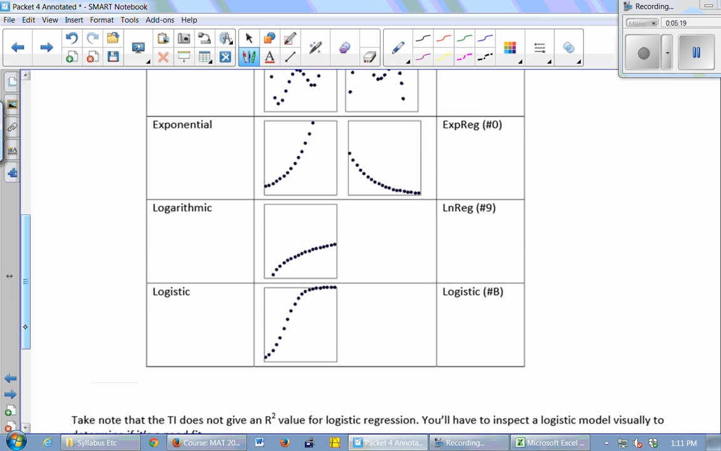Exponential can look like exponential growth or exponential decay. And then logarithmic is growth, but it's much slower. And then logistic has the classic S-shaped curve. That's the one that's the easiest to pick out, I think.